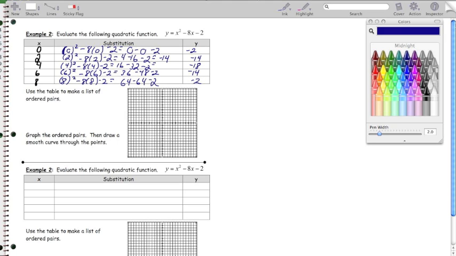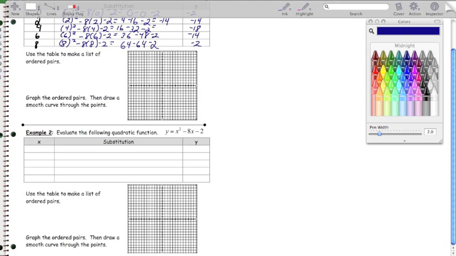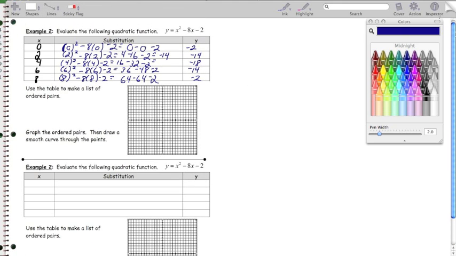So these point values I will give you, so you won't have to come up with them on your own. I'm going to make a table of values. 0, negative 2; 2, negative 14; 4, negative 18; 6, negative 14; and 8, negative 2.